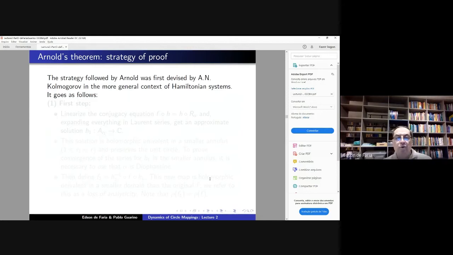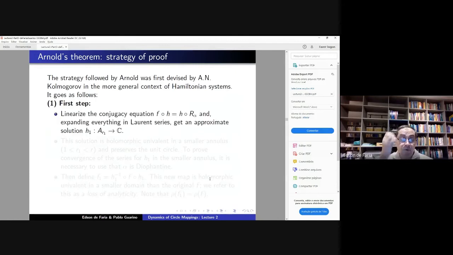Kolmogorov was really more interested in the general context of Hamiltonian systems, so he proposed a strategy. I'm not going to tell you Kolmogorov's strategy in general. I'm going to give it to you here in the specific context that we are dealing with. So this is really the strategy that Arnold followed in his paper.